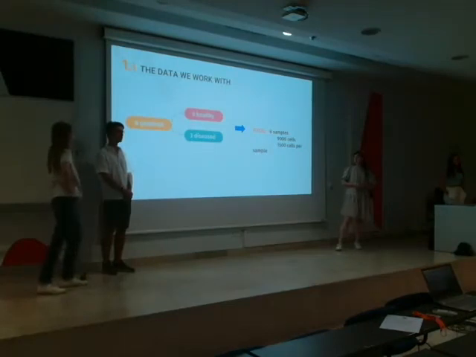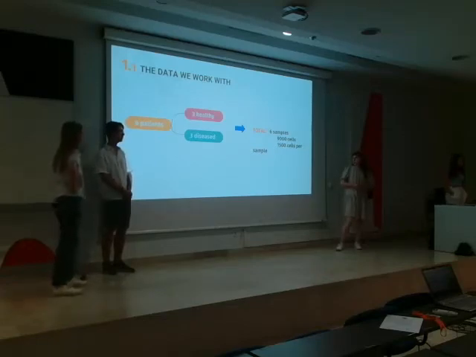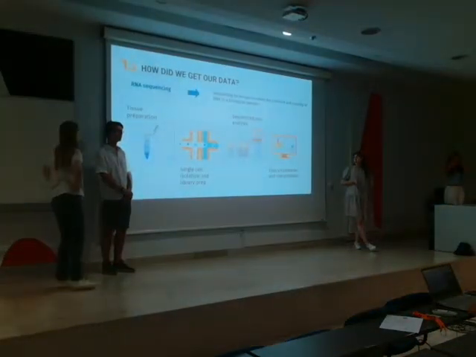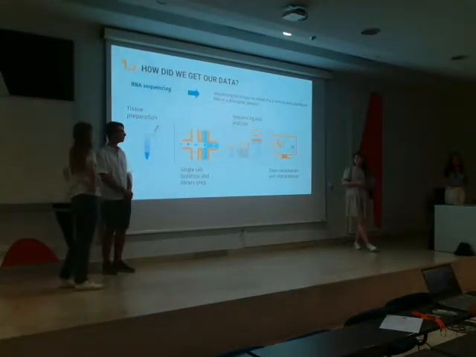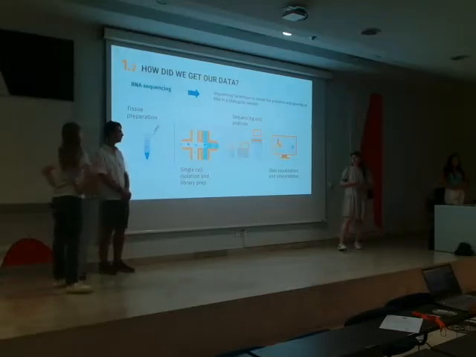So the data we were working with were data from 6 patients, 3 of them healthy and 3 of them diseased with COVID. And each sample was 1,500 cells, which was in total 9,000 cells. So how we got our data was through RNA sequencing, which is a method where we reveal the presence and quantity of RNA in each sample.